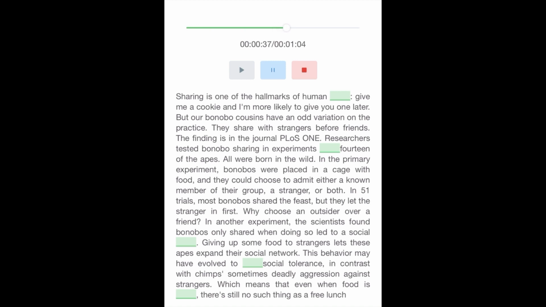Why choose an outsider over a friend? In another experiment, the scientists found bonobos only shared when doing so led to a social interaction. Giving up some food to strangers lets these apes expand their social network. This behavior may have evolved to promote social tolerance, in contrast with chimps' sometimes deadly aggression against strangers. Which means that even when food is offered, there's still no such thing as a free lunch.